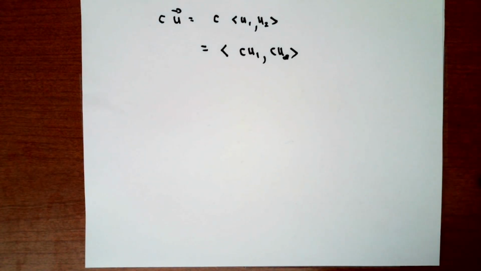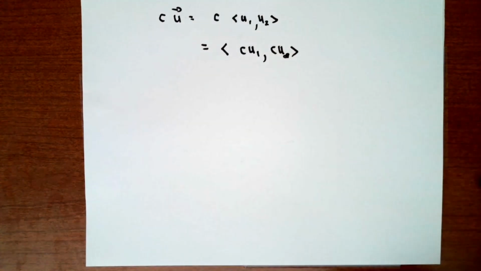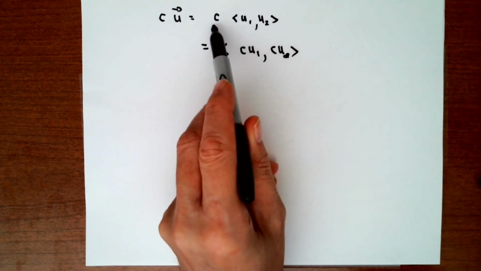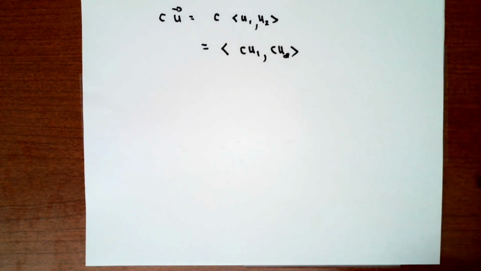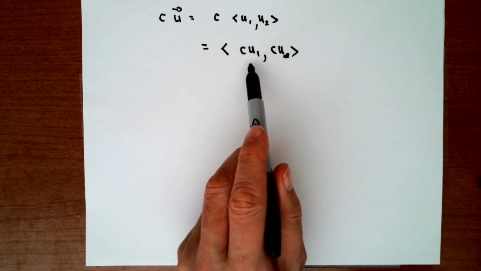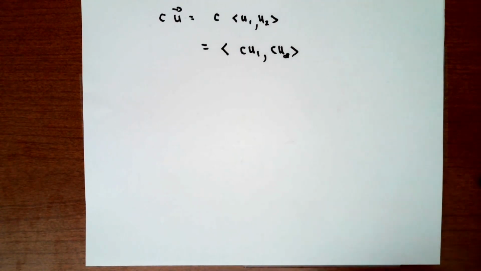We're going to define numerically a number times a vector in the following way. A number c times a vector u, literally c times the vector u1, u2 in component form. We're going to define it this way. We take each of the components of the vector and multiply it by the number. So I'm going to have a vector whose first component is c times u1 and second component c times u2.